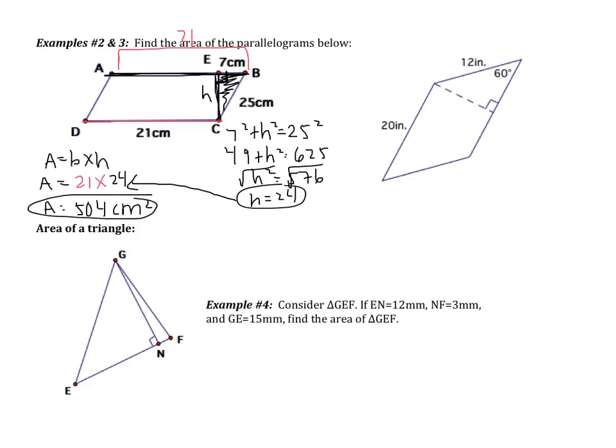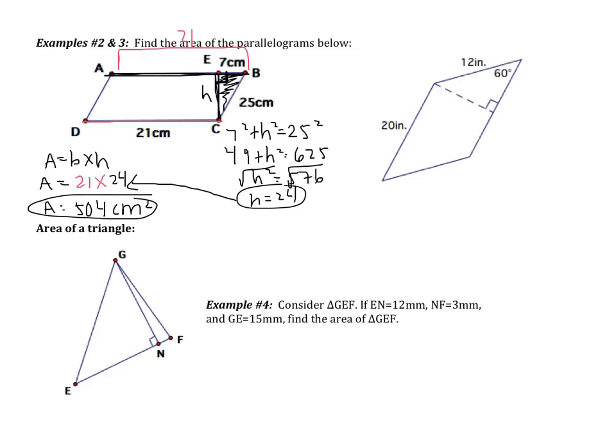Now you have to remember that the units are always squared when you're doing area. That's because you're multiplying two quantities. I'm multiplying the base, which has a unit of centimeters, and the height, which also has a unit of centimeters. Centimeters times centimeters, centimeters squared. So area is always going to have units squared.